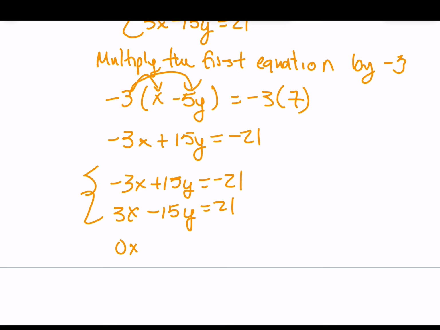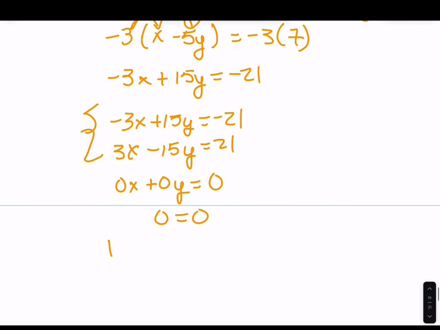So when we add negative 3x plus 3x, that's 0x. 15y minus 15y is plus 0y. And negative 21 plus 21 is 0. So what we have is that 0 is equal to 0. So when is that true? Well, 0 is equal to 0 always. So no matter what our x and y values are, there are infinitely many solutions to this system because those two lines are the same.